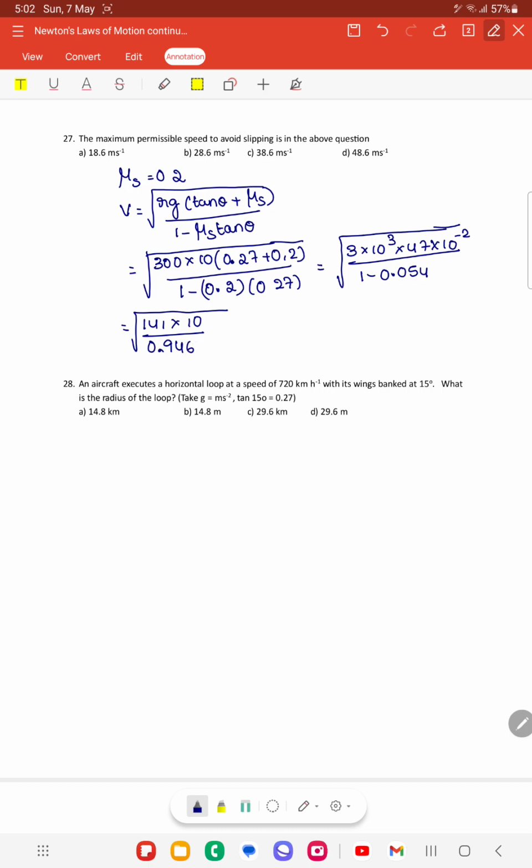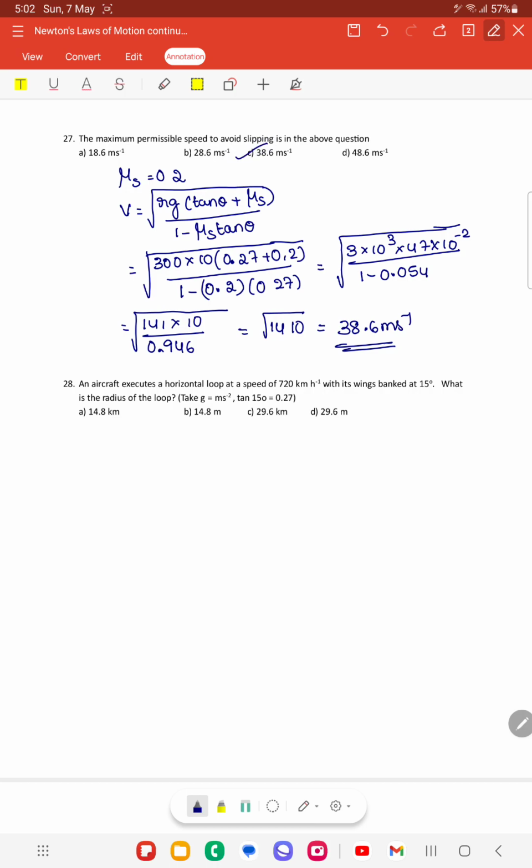0.946 is approximately equal to 1. So we can consider this as square root of 1410. So when we take the square root of 1410, we get the answer as approximately 38.6 meter per second. So option C is the right answer.